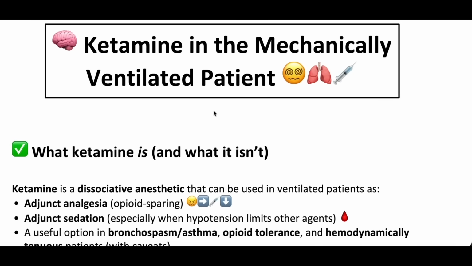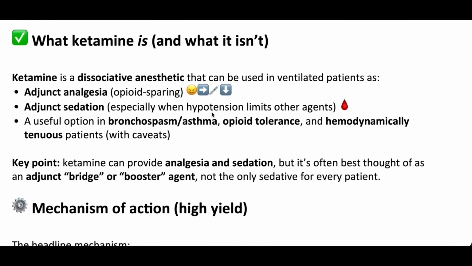Without further ado, ketamine. What is ketamine and what isn't it? Ketamine is a dissociative anesthetic. It can be used in ventilated patients, although there are multiple other indications for it. But in the ventilated patients, a lot of us think of it as an adjunct for opiate sparing, an adjunct to sedation, especially when hemodynamics limit the use of other agents, and maybe a more optimal or useful option in patients with bronchospasm, opioid tolerance, or who are hemodynamically tenuous.